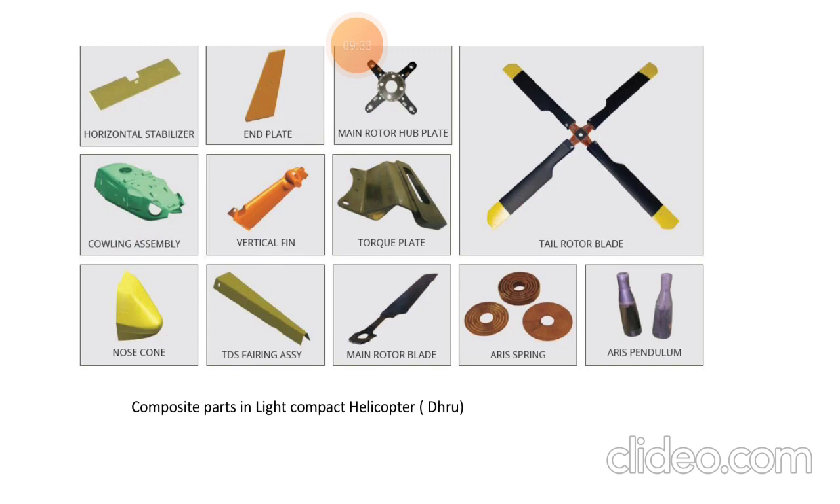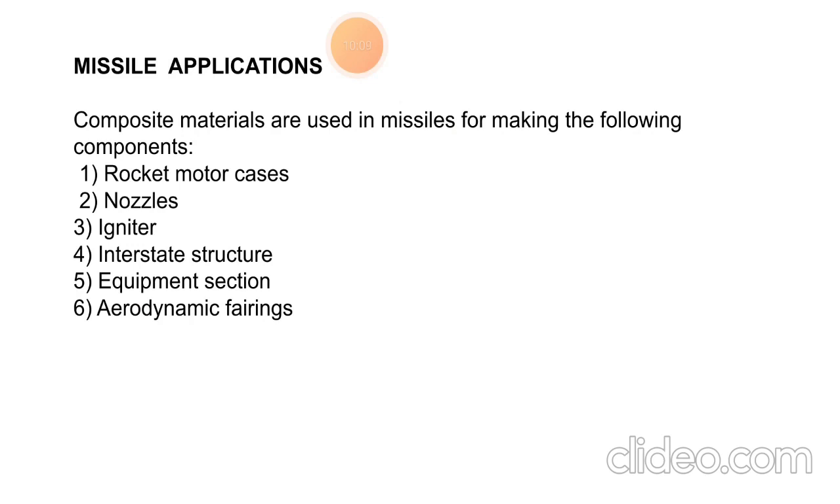Next, the parts of composites in the light combat helicopter, Dhruv, developed by Hindustan Aeronautics, HAL. Horizontal stabilizer, cowling assembly, nose cone, bearing assembly, vertical fin, main rotor hub plates, main rotor blades, tail rotor blades and other parts are shown in this figure.